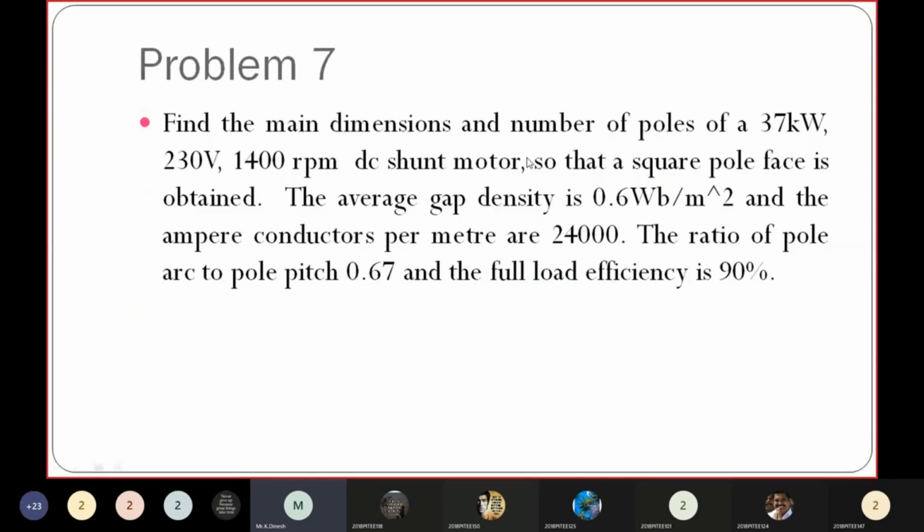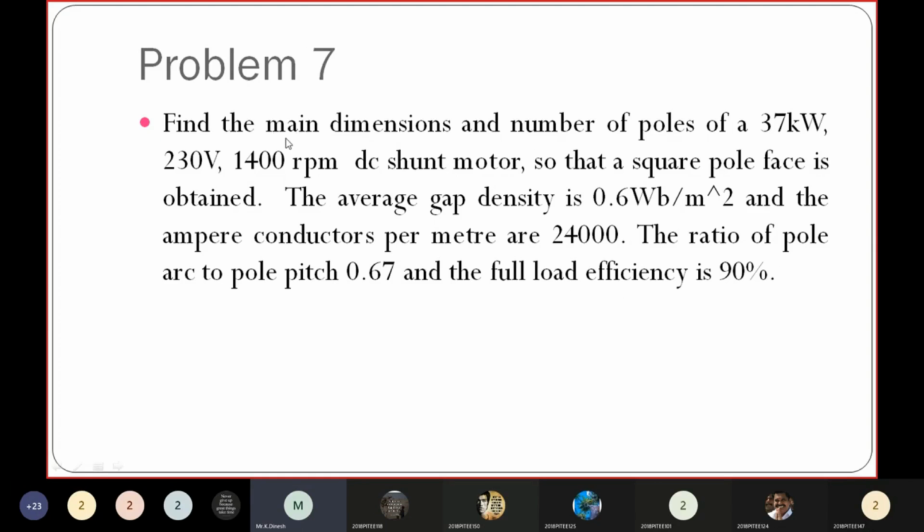DC shunt motor, so that a square pole face is obtained. The average gap density Bg is 0.6 Weber per meter square and ampere conductors per meter are 24,000. The ratio of pole arc to pole pitch is 0.67 and the full load efficiency is 90%. So this is the problem.